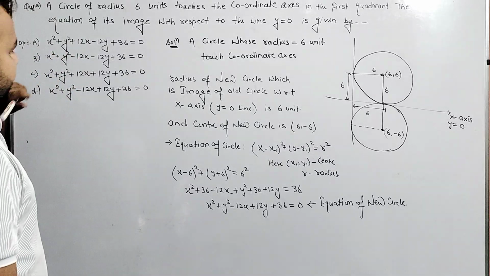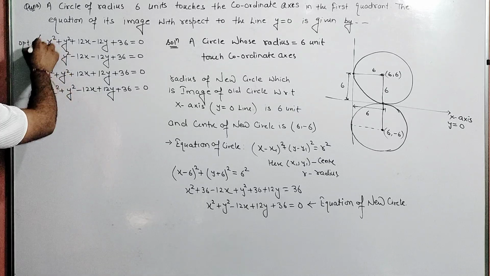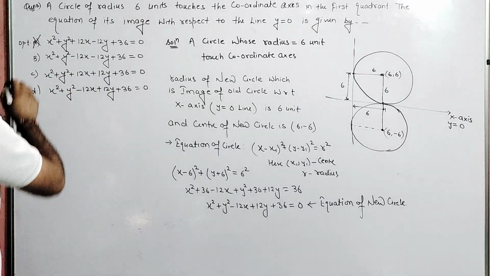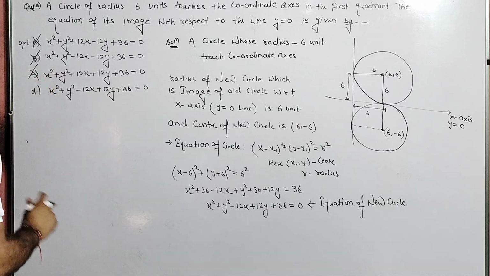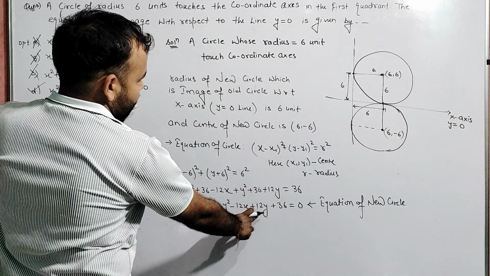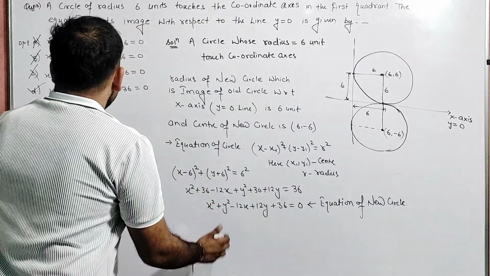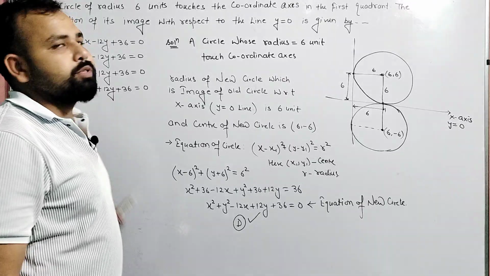So our option A is incorrect, second is also incorrect, you can see students, third is also incorrect, and fourth is correct. x square plus y square minus 12x plus 12y plus 36 equal to 0. So our final answer is D, and remaining options are incorrect.